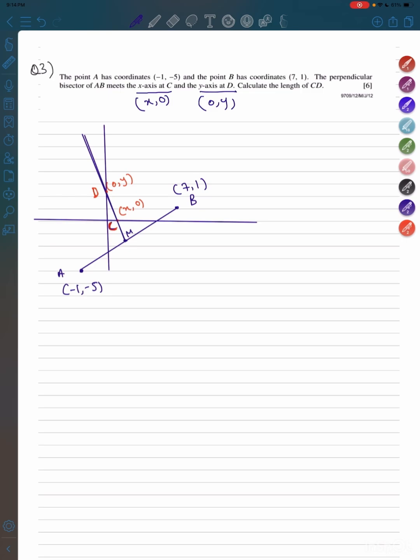AB is this line, and then another line, which is the perpendicular bisector, passes through the points C and D. First, you're going to find the midpoint, and then the gradient, make an equation, and insert these missing values. I'm going to start off by finding the midpoint.